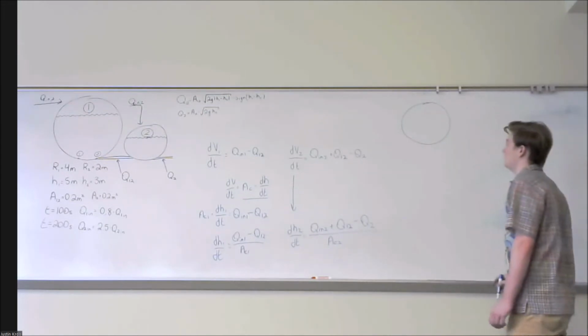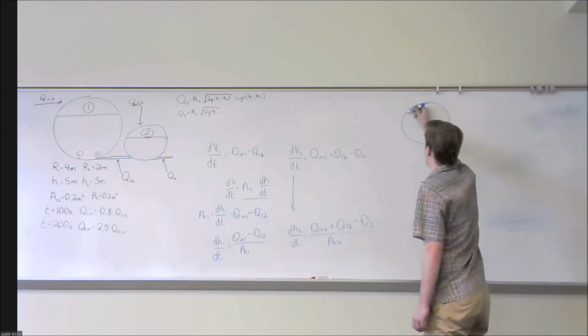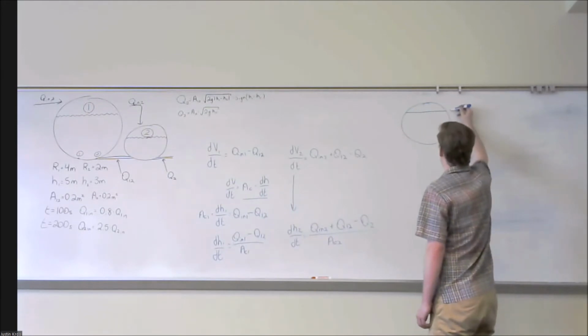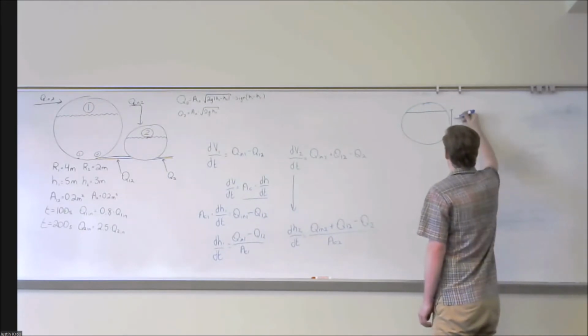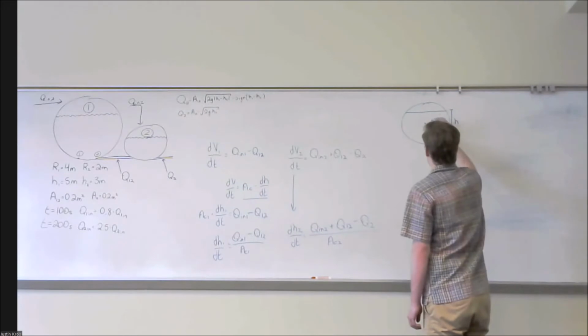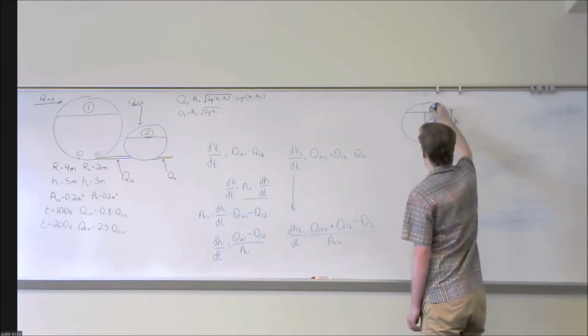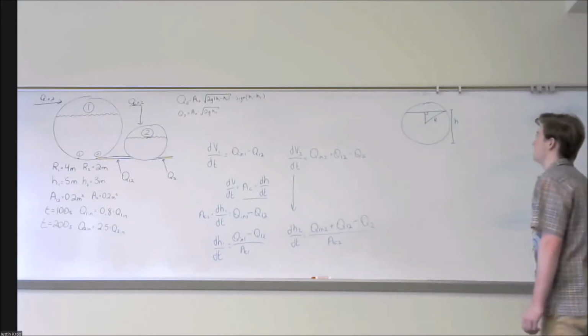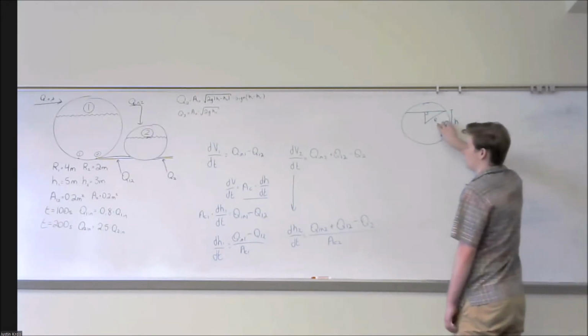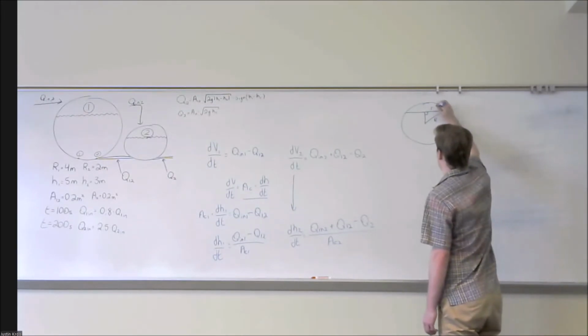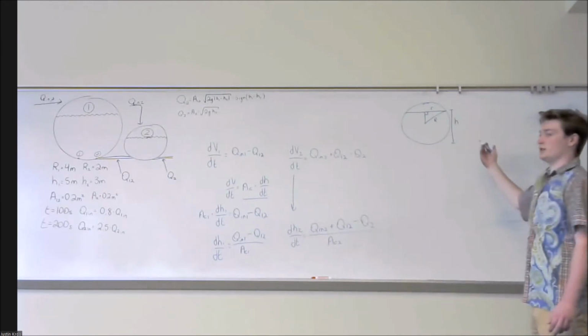So let me draw our tank here at a certain height. We have our water level, we'll call that H. We also have our radius, just like that, R, and we'll draw the final part of our triangle, just like that. So big R is the radius of the tank, while small r is the radius that we want to solve for.